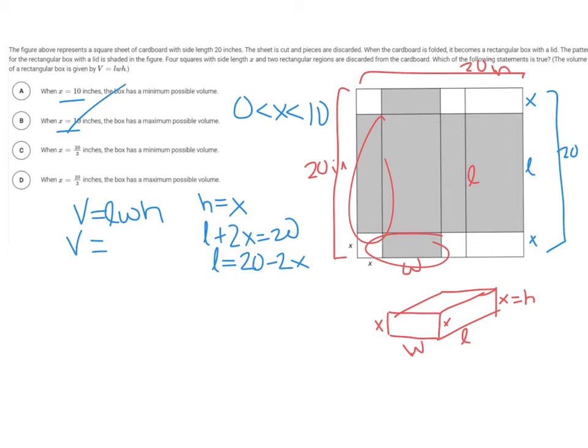The last thing that we have is this width. So I have, this is X, this is W, this is another X, this is another W.